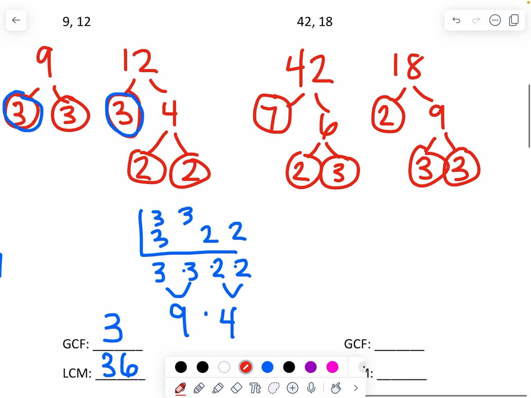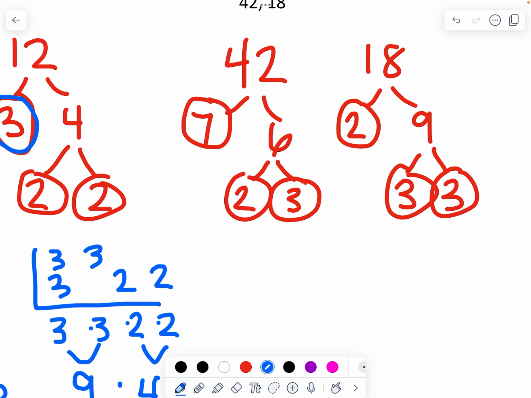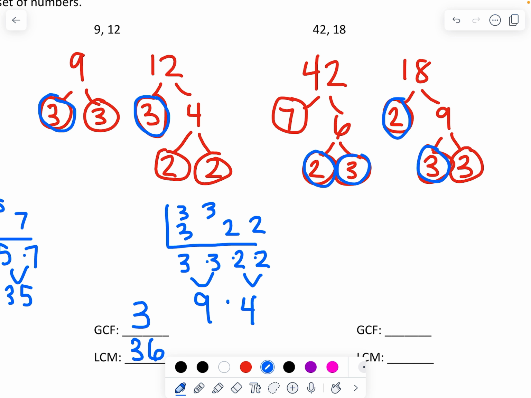So for GCF, I want to find the common numbers. So 42 has a 7, a 2, and a 3, and 18 has 2, 3, and 3. So our common numbers are the 2 and one set of 3s. So to find the GCF, I would do 2 times 3, and it is 6. So our GCF is 6.